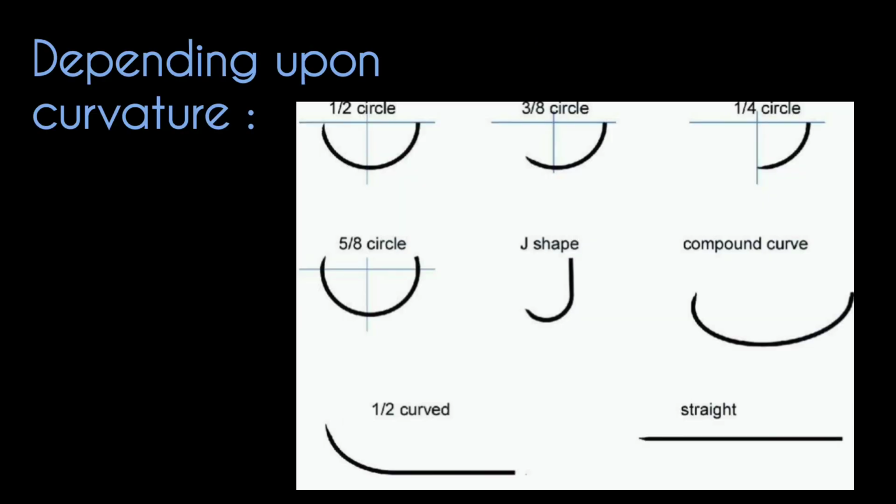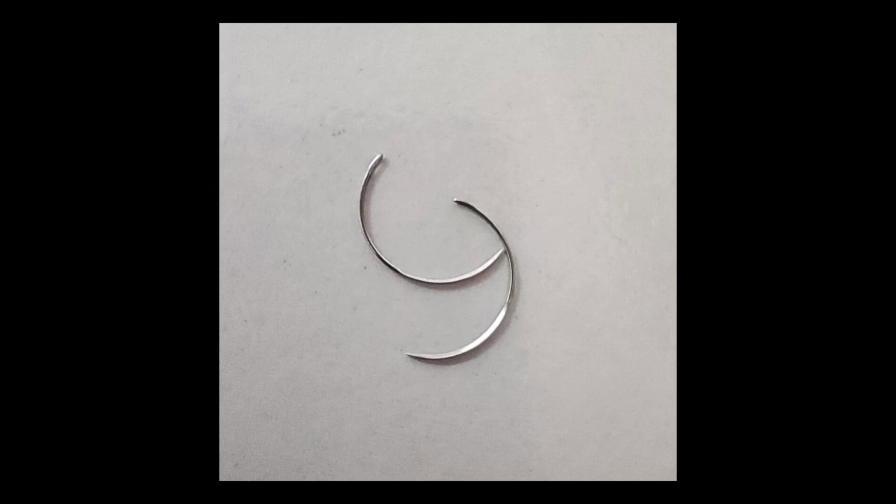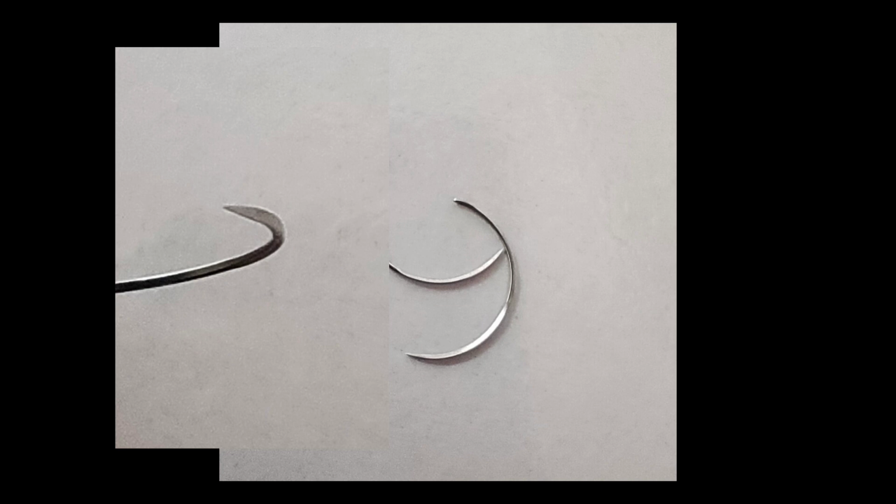And depending upon the curvature, needle types are 1/2 circle, 3/8 circle, 1/4 circle, 5/8 circle, J shape, compound curve, 1/2 curve, and straight. So these are some needles. You can see the eye and the point.